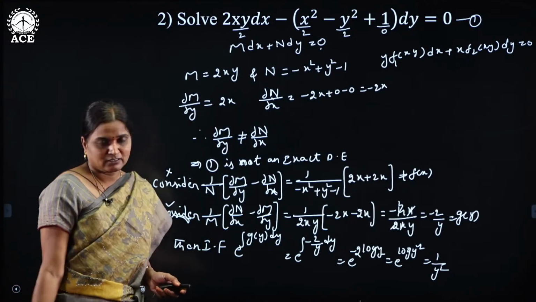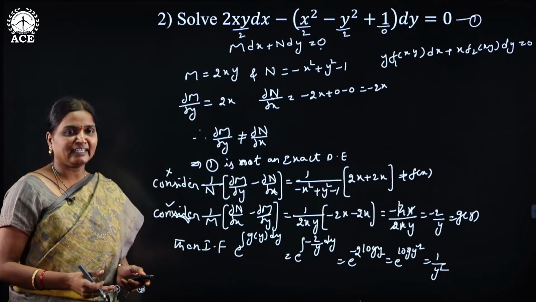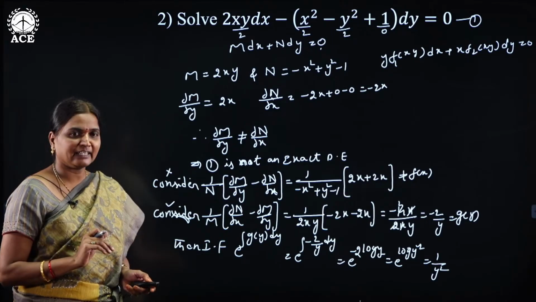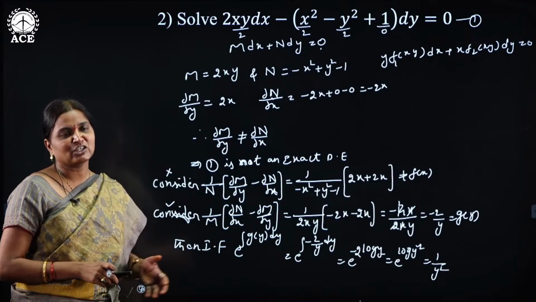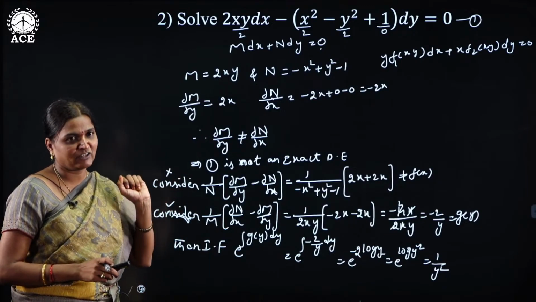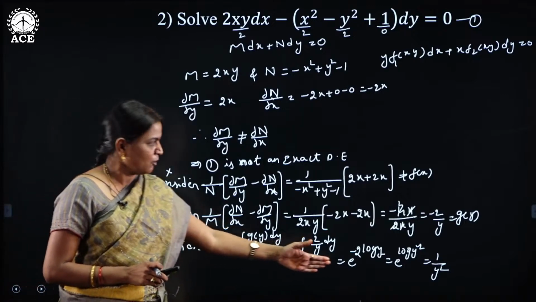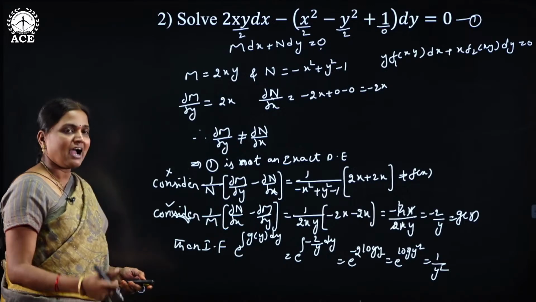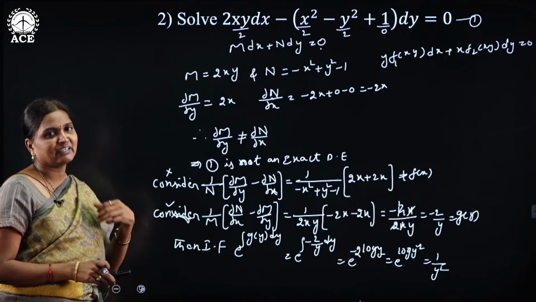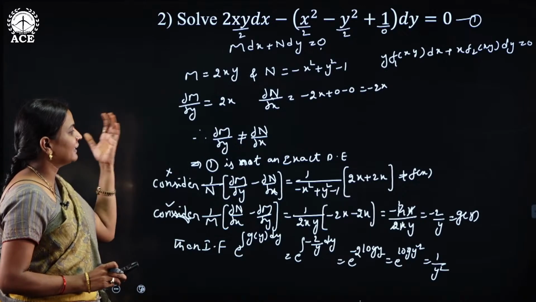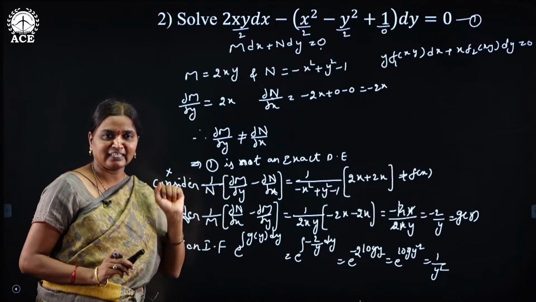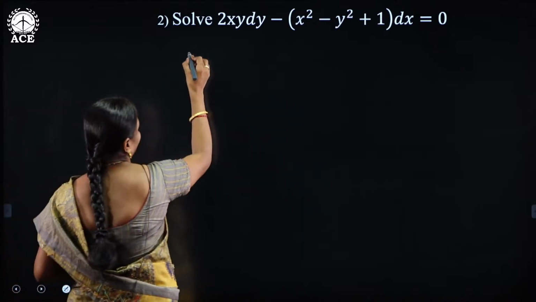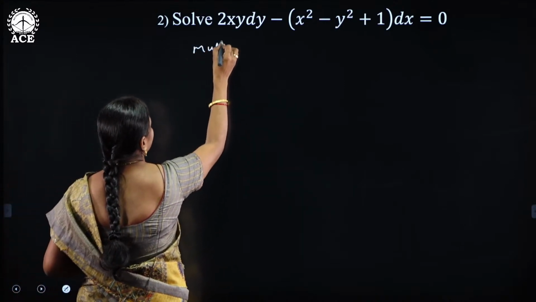Sometimes they just ask to find the integrating factor of the given differential equation, not solving, which makes a non-exact differential equation exact. This is the procedure, and here the integrating factor is 1 by y square. After finding the integrating factor, what is the procedure? Multiply the given differential equation with that integrating factor. So next, multiply the given differential equation with 1 by y square.